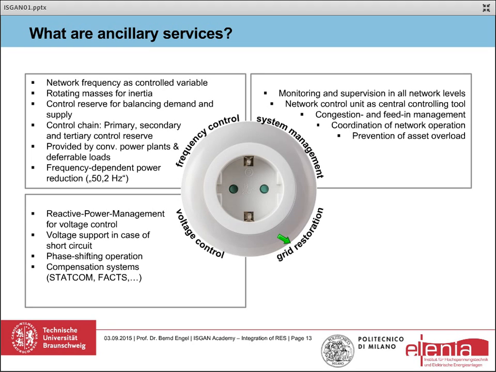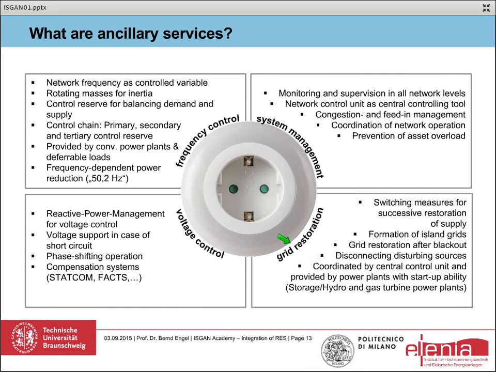As the last ancillary service, we have grid restoration: switching measures for successive restoration of supply, formation of island grids, grid restoration after blackout, disconnection of disturbing sources, coordinated by a central control unit and provided by power plants with that ability. Often storage, hydro and gas turbine power plants are used.